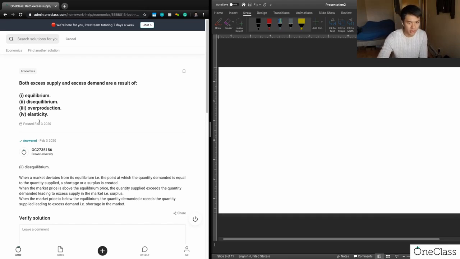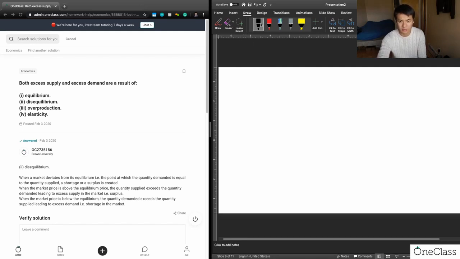So we can think about this graphically in our head. This is not a question you need to draw out, but if you do draw it out in your head, it'll make a lot more sense. So let's start with excess supply.